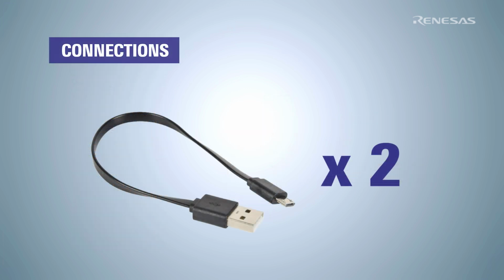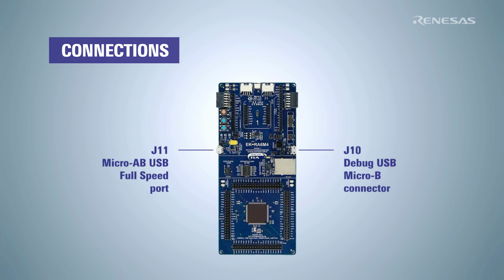For this demonstration, we are going to use two micro USB to USB-A cables. One cable will be used for debugging and another cable will be used for the USB communications. In terms of the connection ports, we are utilizing the J10 and J11 micro USB ports on the EK board.